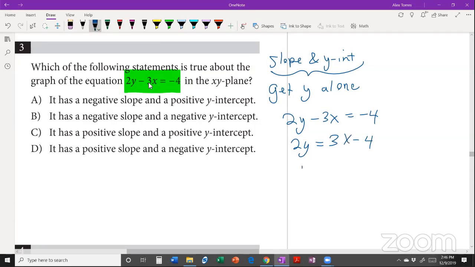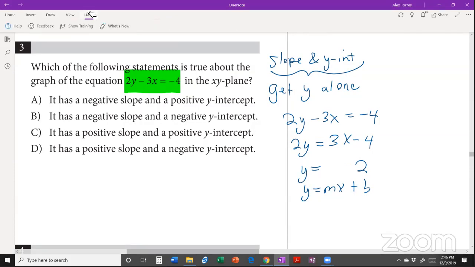Divide both sides by 2. Y equals 3 over 2x minus 4 over 2. And now we've got it in a nice y equals mx plus b situation. Just write that a little neater there: 3 over 2 x minus 2.